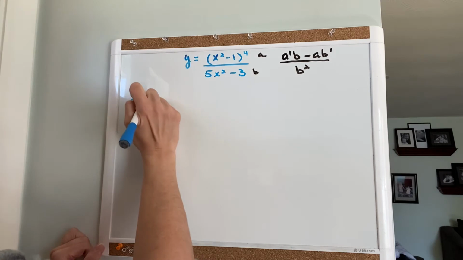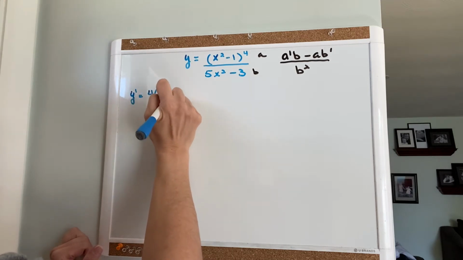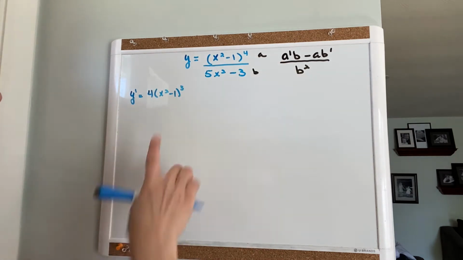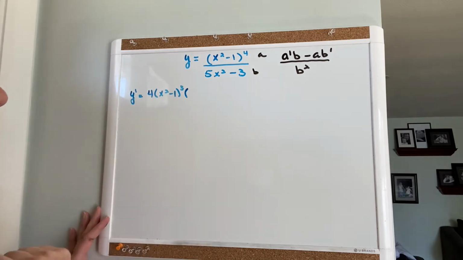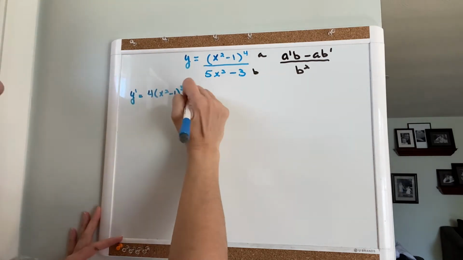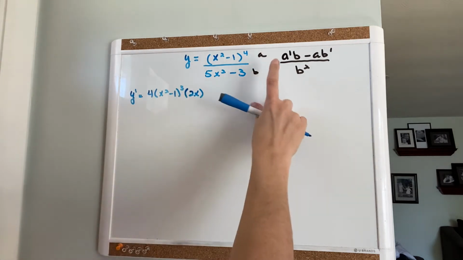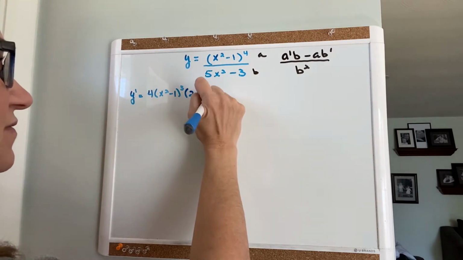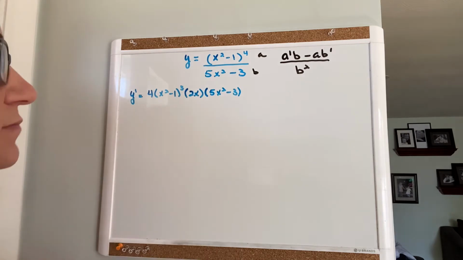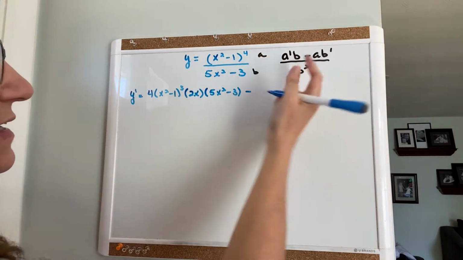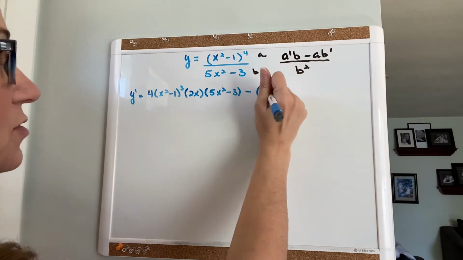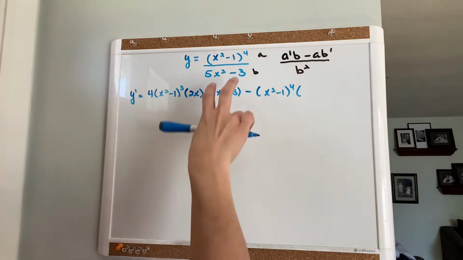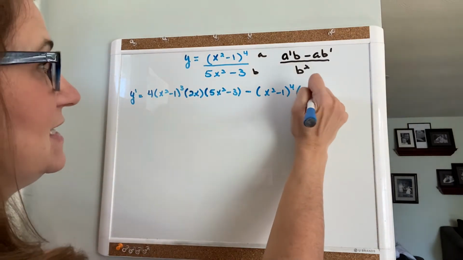All right, so we have to do 4 times x squared minus 1 raised to the third power. Remember to decrease that exponent by 1. So that's the first part of your chain rule. Then we have to take the derivative of what's inside the parentheses. So the derivative of x squared minus 1 is going to be 2x. All we have done so far is a prime. Now we need to multiply that by b, 5x squared minus 3. Bring down your subtraction sign, and we have to do a, so our numerator, x squared minus 1 raised to the 4th, times b prime. So we have to take the first derivative of the denominator, which is going to be 10x.